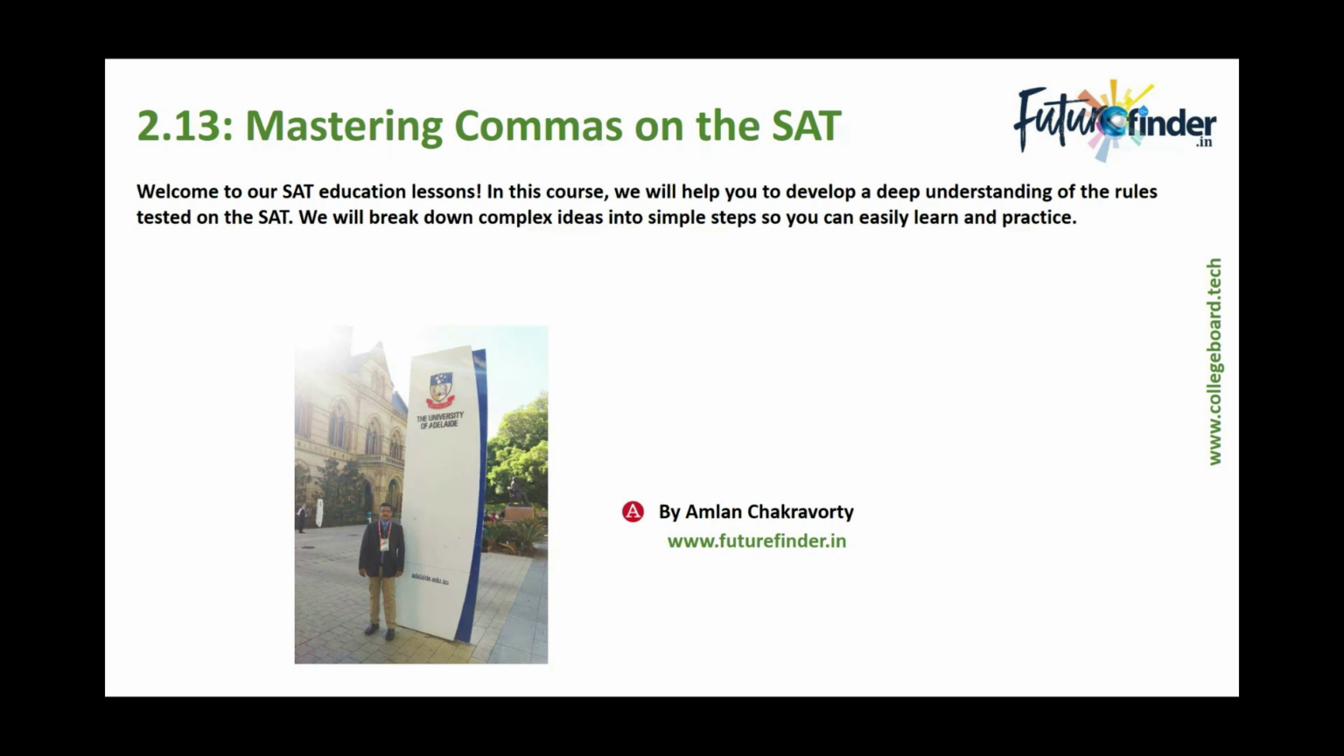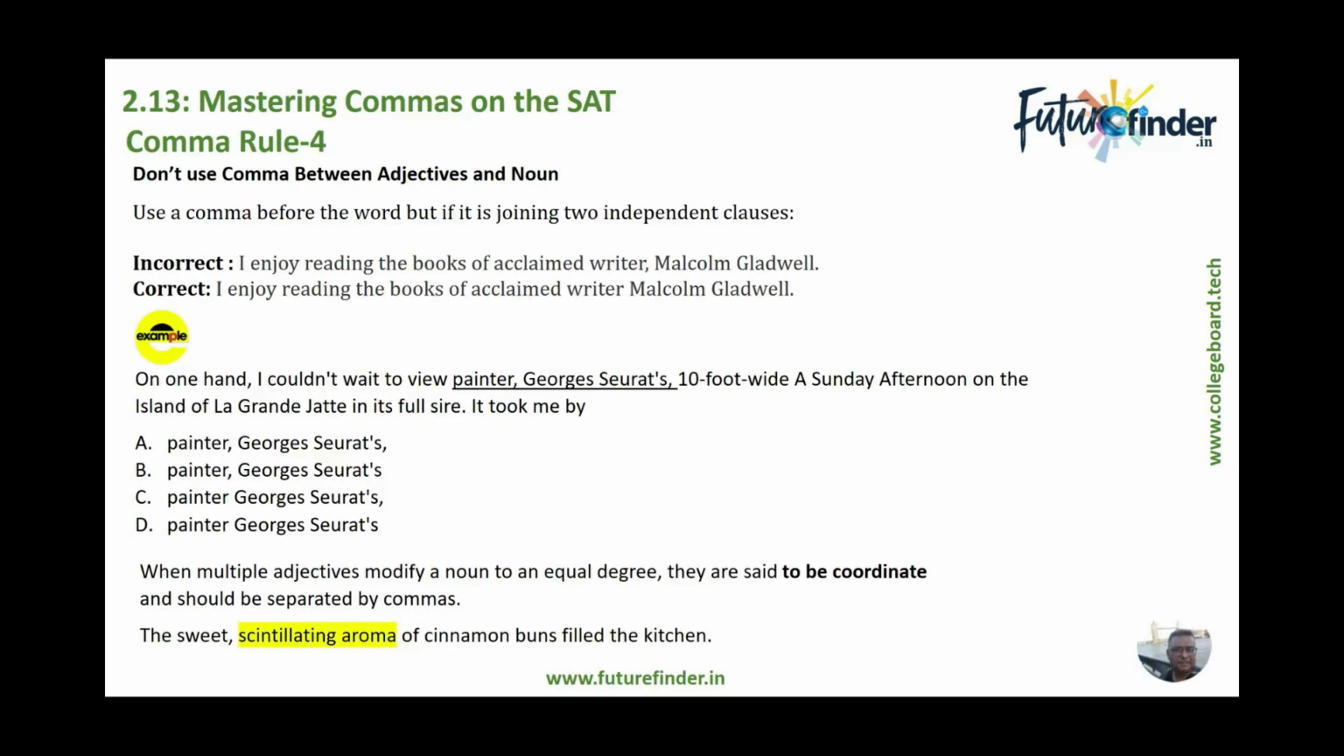Welcome back, students, to the last and final chapter on our rules on commas. We have already covered 3 comma rules. Now we are up to comma rule number 4. The comma rule number 4 is very simple: we don't use a comma between an adjective and a noun. This is sometimes tested on the SAT, so let's take a SAT example and see how it works.